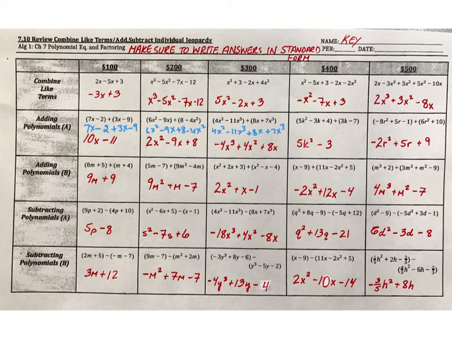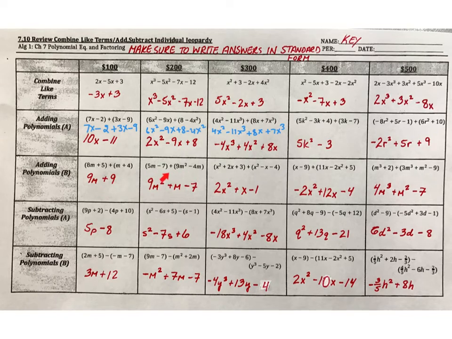Now we are going to do adding polynomials, letter B. 8m plus 5 plus m plus 4. All you have to do is add 8m plus m, that is 9m. 5 plus 4, and that's 9.